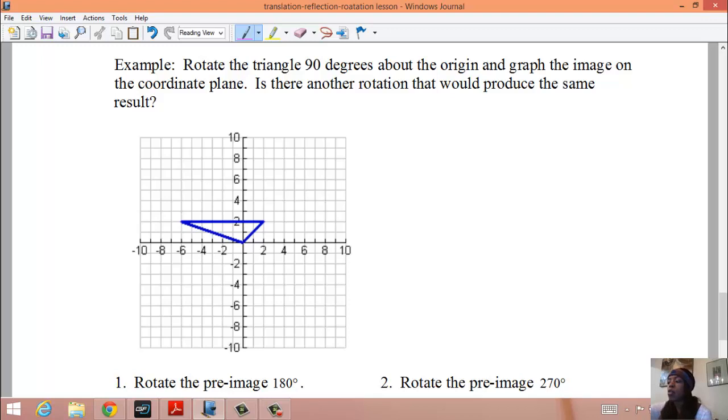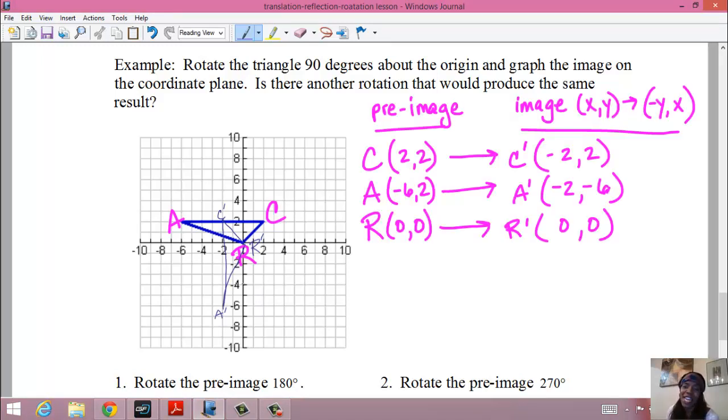So we're going to now rotate this triangle 90 degrees about the origin and graph the image. I'm going to start by labeling the vertices of the figure and listing the coordinates. Then, using the rule for a 90-degree rotation, I'm going to find the coordinates and plot the points of the image. I'll do the exact same thing for the other problems. Let's see what we get. Again, freehand, but you get the idea. This figure has been rotated 90 degrees counterclockwise.